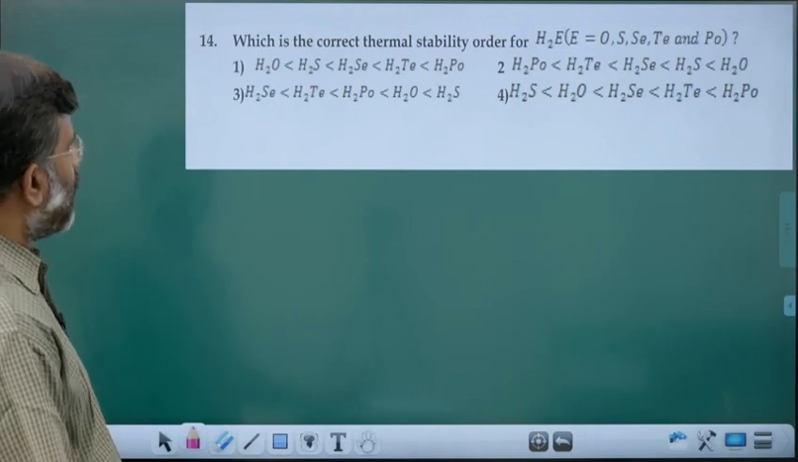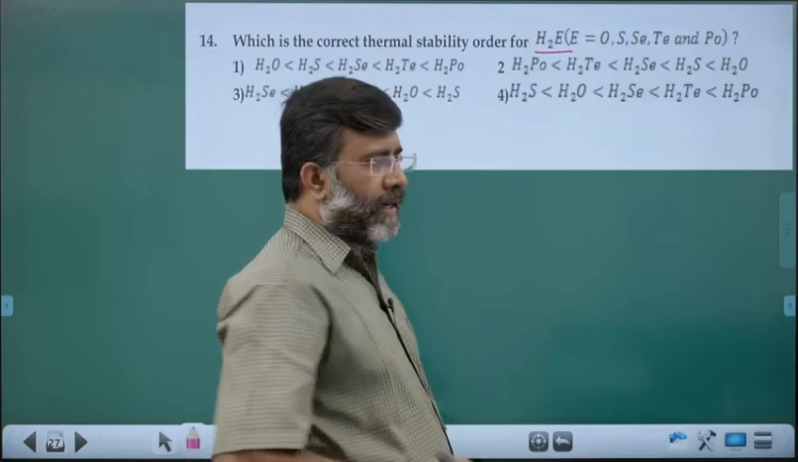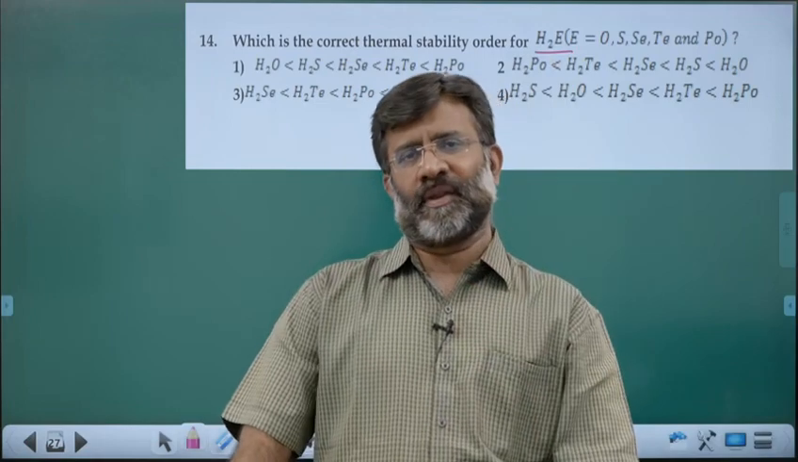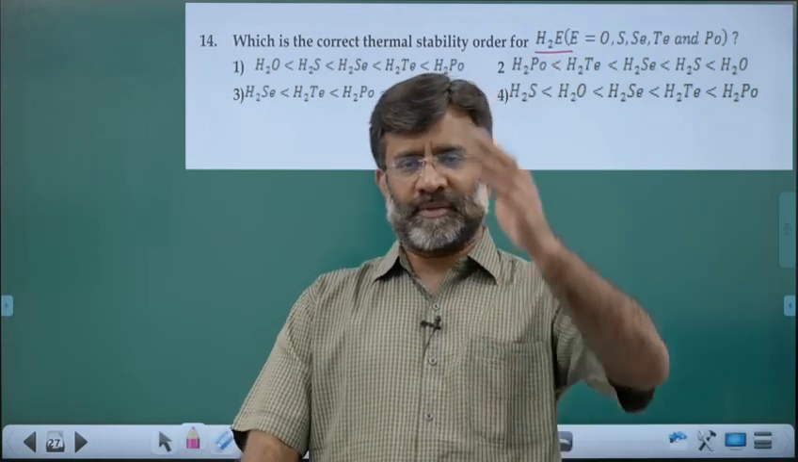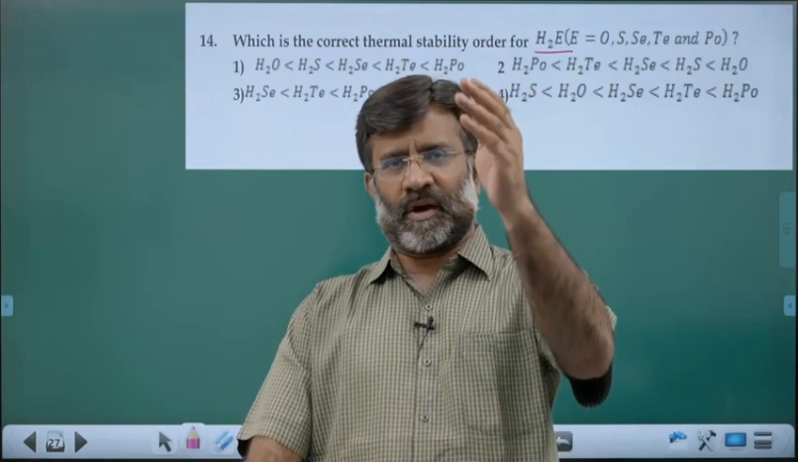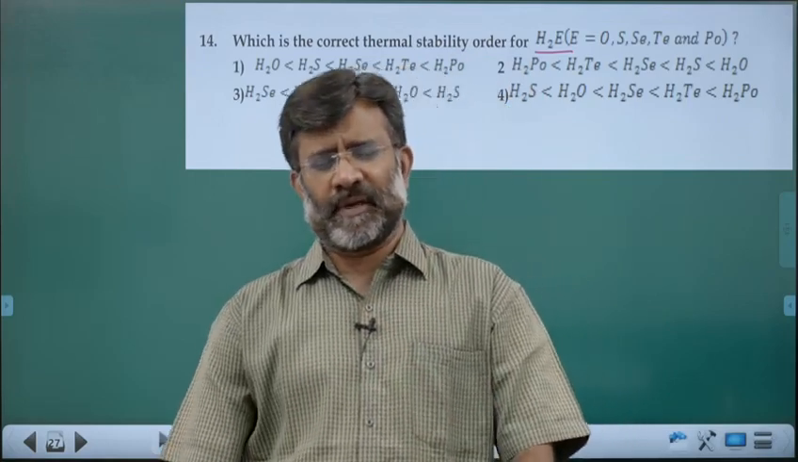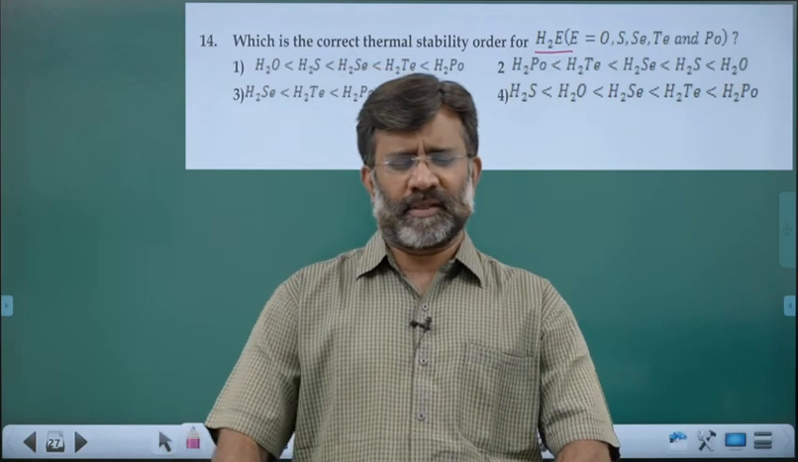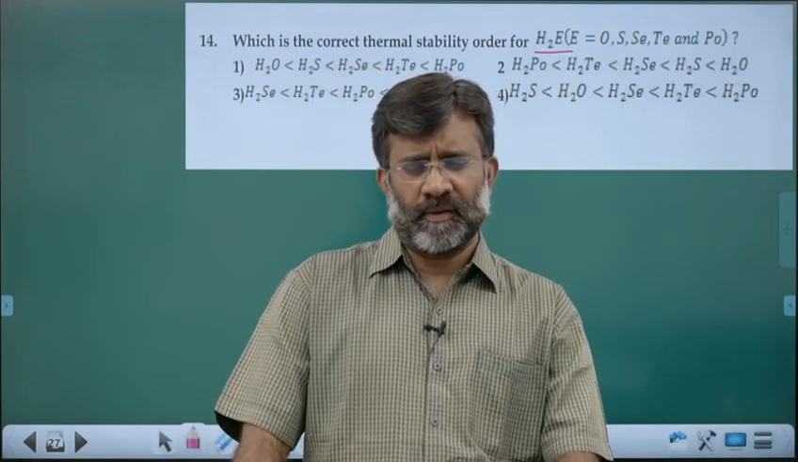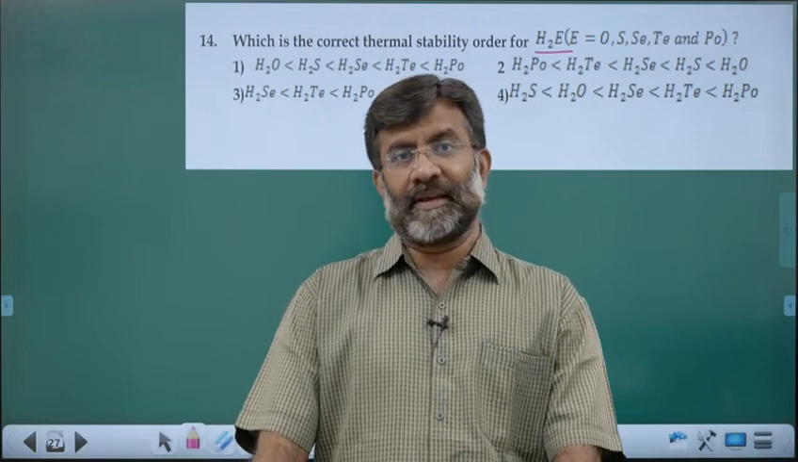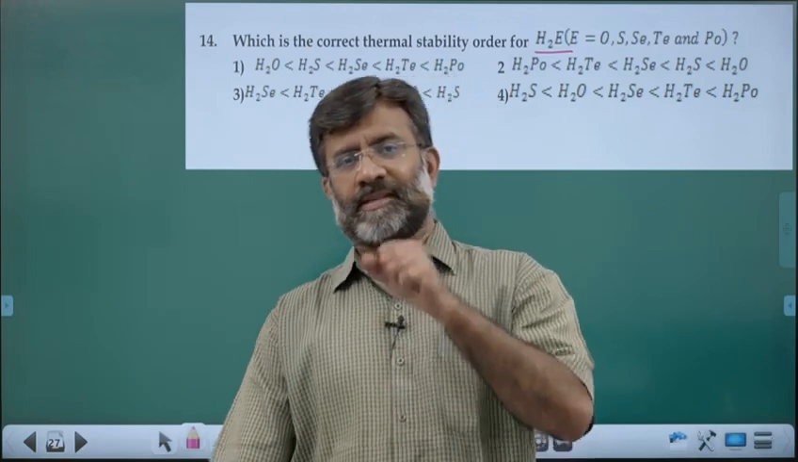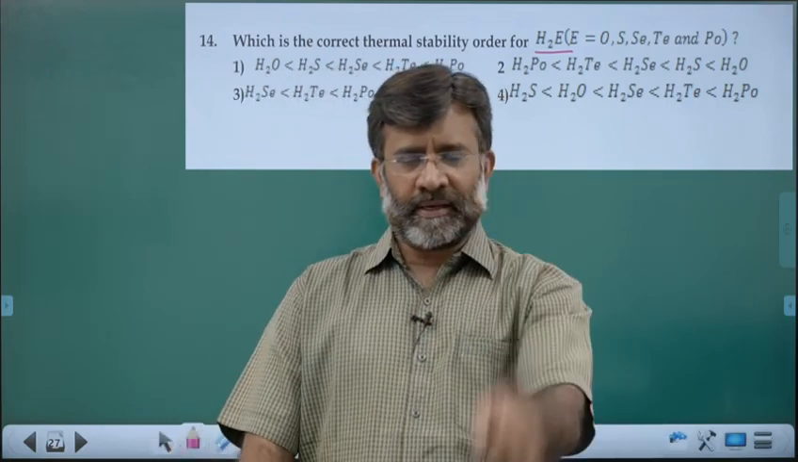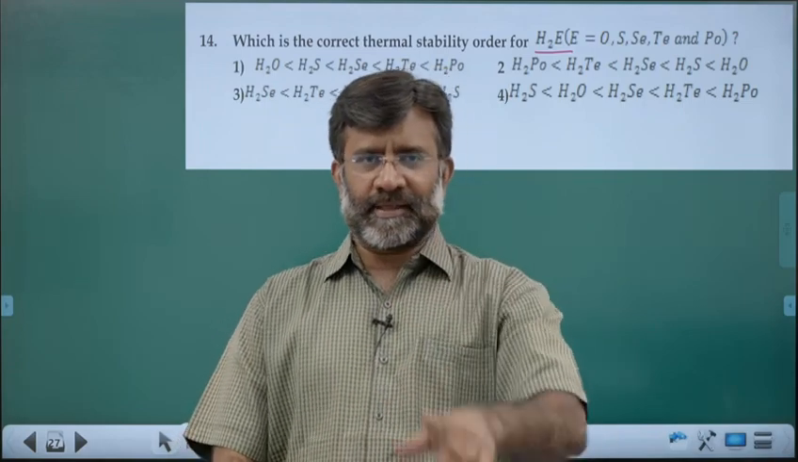Correct stability order: stability of hydrides decreases down the group. Bond enthalpy decreases down the group, so stability decreases down the group. Dissociation constant will increase down the group, isn't it? Ka value increases down the group. Acidic character, pKa value decreases down the group, so acidic character increases down the group.